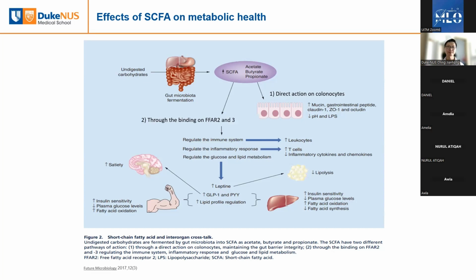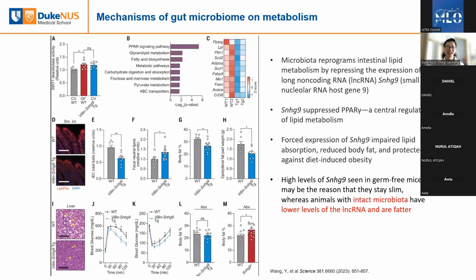effects. It is until now still very difficult to understand how different gut microbiome affects the human health. So in this paper, a very, very recent paper published just last month or something, just 1 or 2 months ago, they try to understand how the different gut microbiome affect the human health. They find that the microbiota reprograms intestinal lipid metabolism by repressing the expression of long non-coding RNA, or what you call the lncRNA. This RNA called the SNHG9, small nucleolar RNA host gene 9.